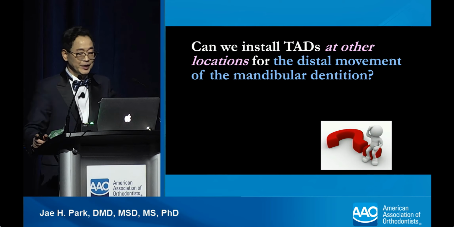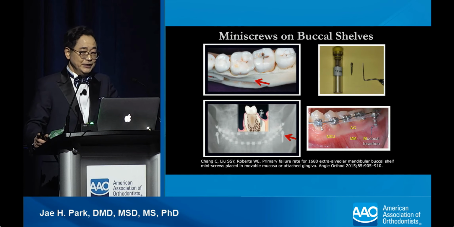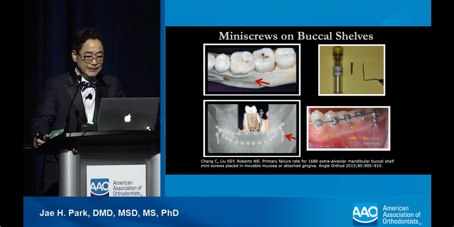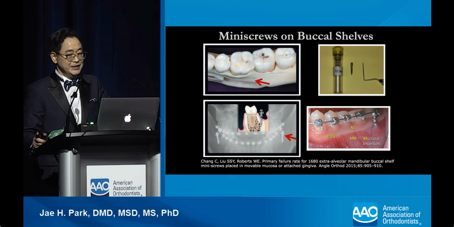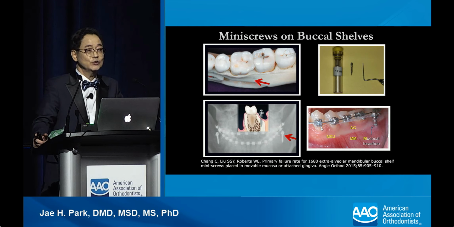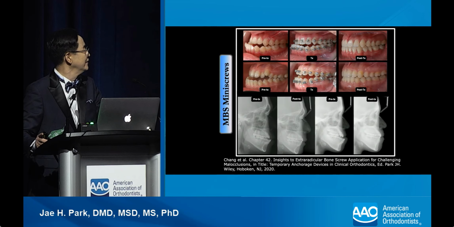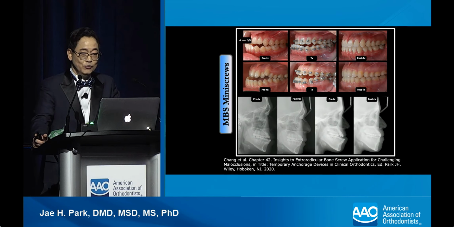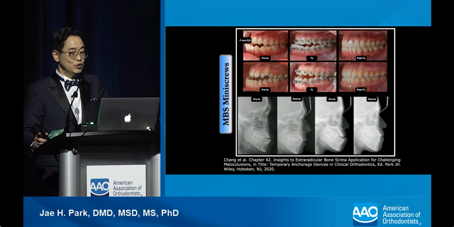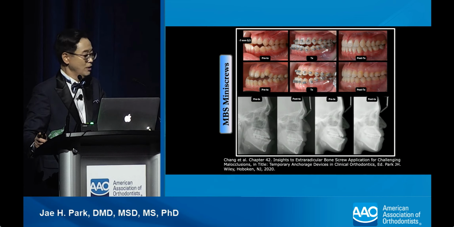Can we place TAD at another site to prevent relocation of TAD during mandibular distalization? In this article, Chris Chang, who will speak on Monday, suggested that 12 millimeter length and 2 millimeter diameter mini screws can be placed on the buccal shelves between lower 6 and 7. If we place mini screws on buccal shelves, we don't have to replace them during distalization. In my book, Chris Chang and Jean Roberts mentioned extraradicular bone screws in their book chapter, buccal shelf, for distalization of lower dentition.